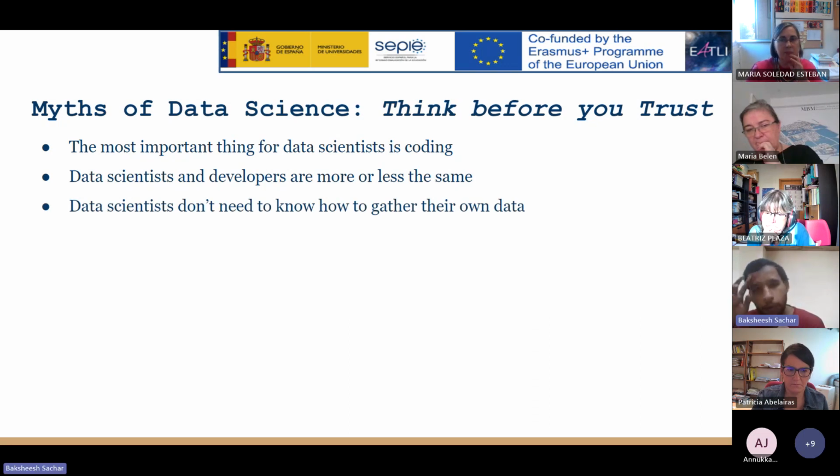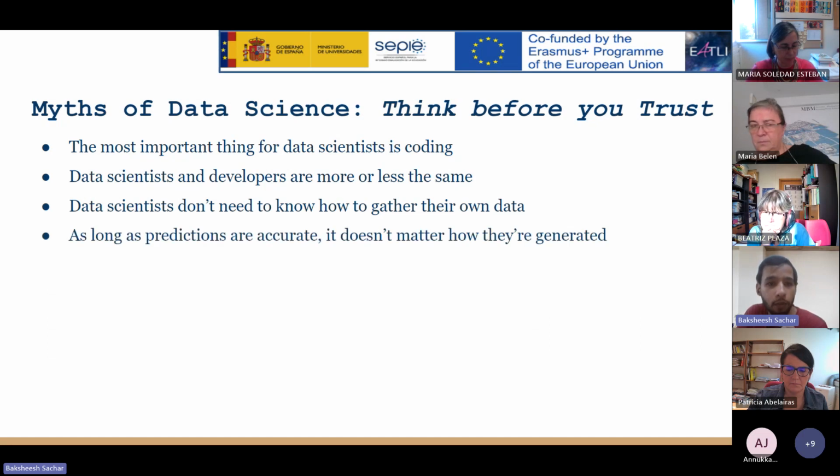Moving on. Another myth is that data scientists don't need to know how to gather their own data. Because data scientists work on data sets, they need not collect the data, but unless they know how the data has been gathered or how data should be gathered, they might also have to guide people so that they can gather their data. It's important for them to know how the data is gathered, without which the analysis part may not come out the way a data scientist would plan it.